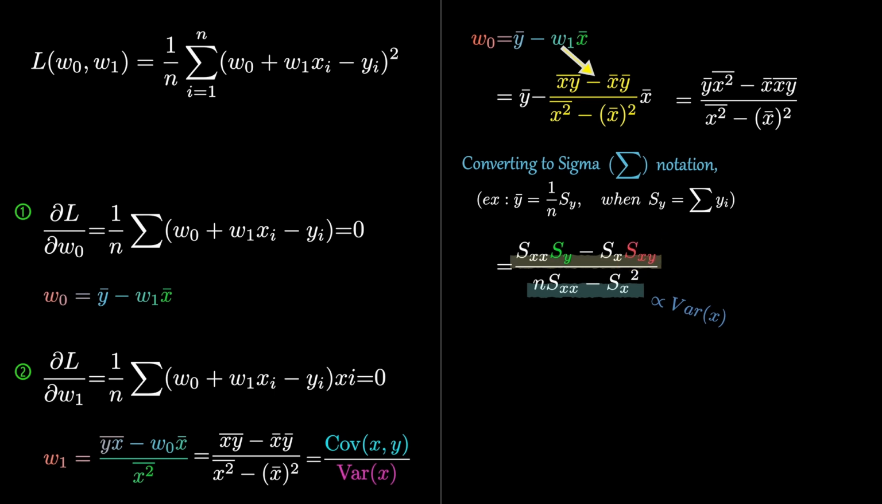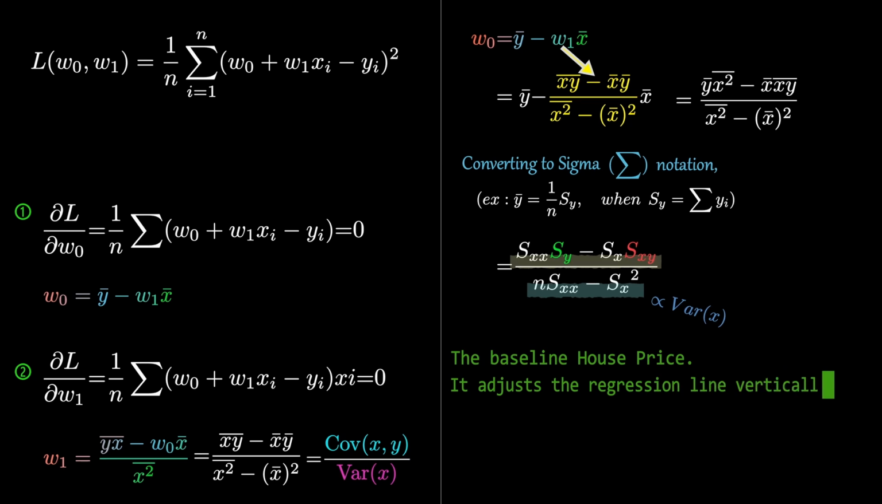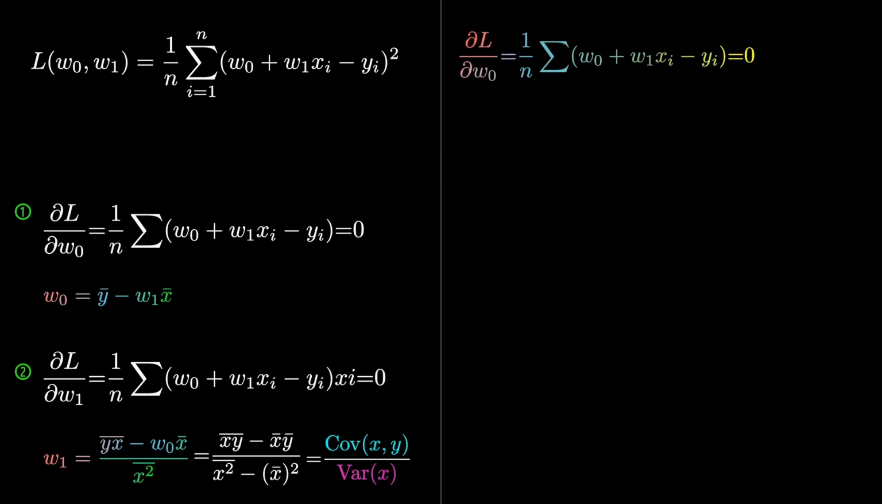W0 represents the average level of the dependent variable. In this example, the average house price. It sets the baseline of y based on the data, and then considering the correlation between x and y, house size and house price, it adjusts the line so that it passes through the data on average. In other words, the intercept, W0, shifts the line up or down to minimize the MSE.